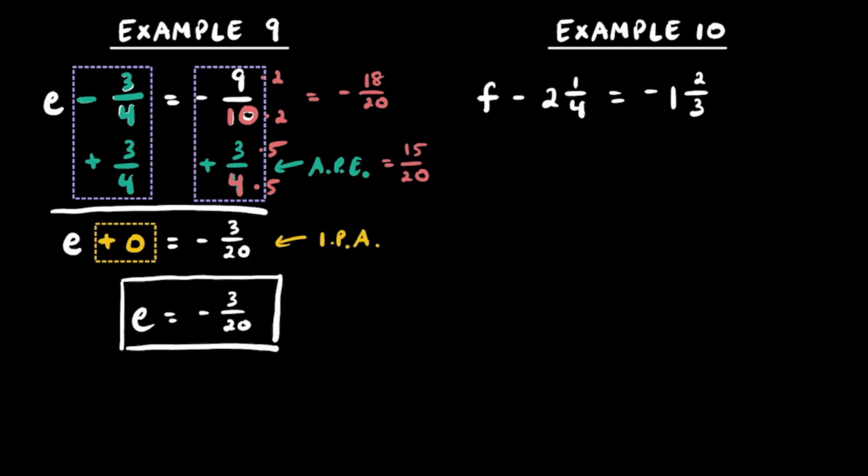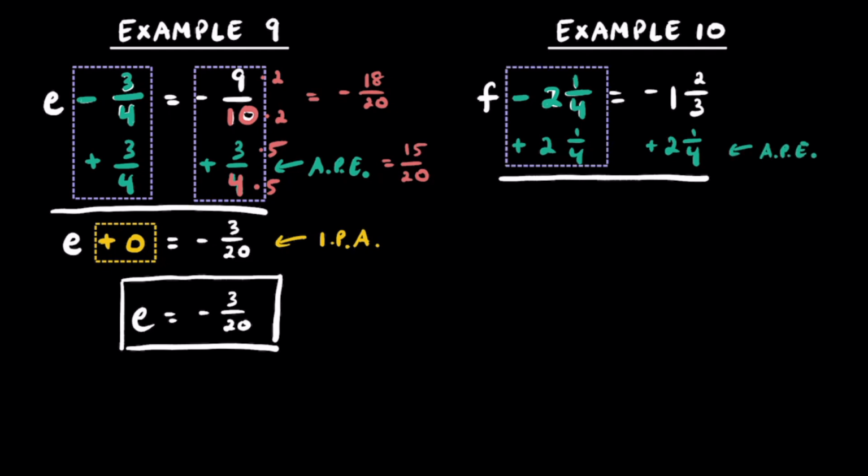For example 10, we have the equation f minus 2 and 1/4 is equal to negative 1 and 2/3. To solve for the value of f, first take a look at this minus 2 and 1/4 that's alongside the left, and go ahead and add 2 and 1/4 to get rid of it. By doing so, we're just using the addition property of equality for one final time here. These opposites are going to cancel out along the left side, so we just have f plus 0.